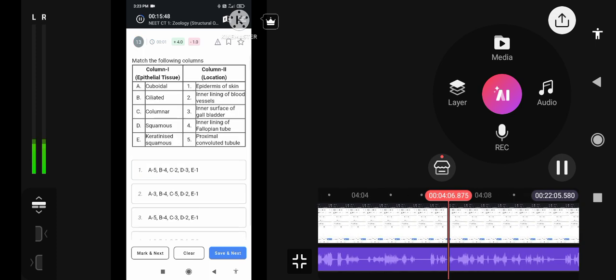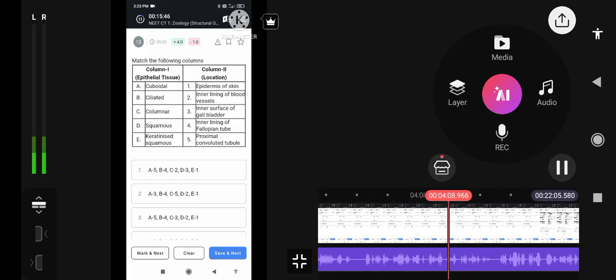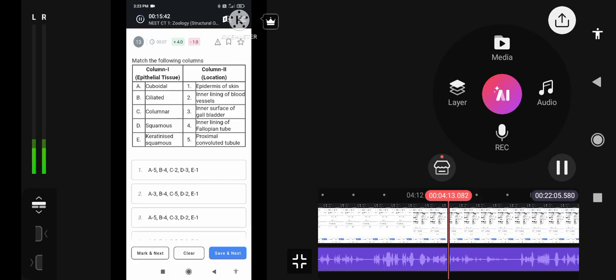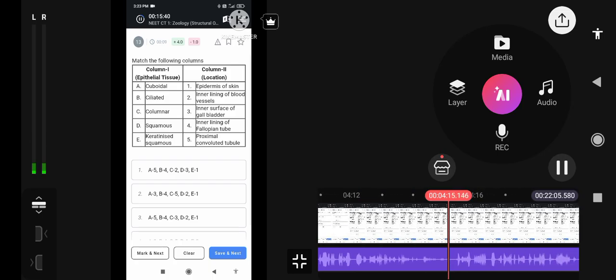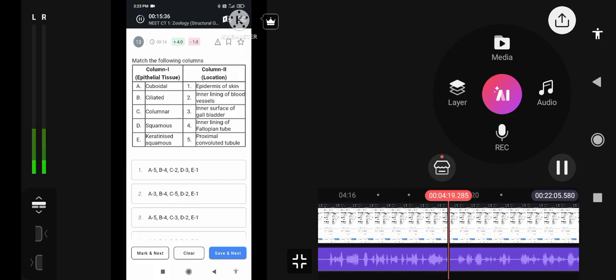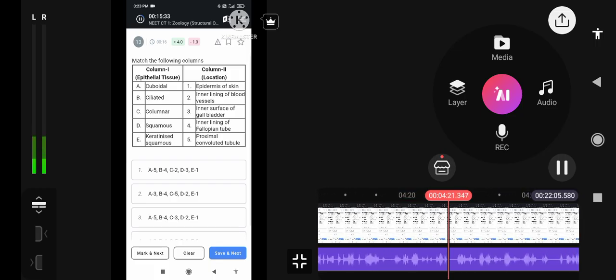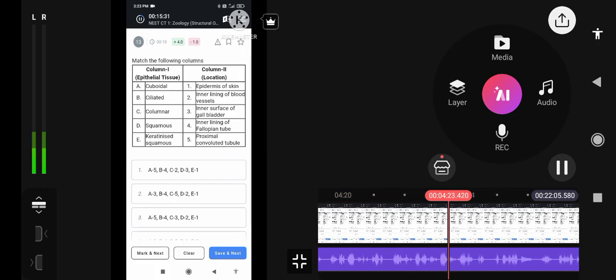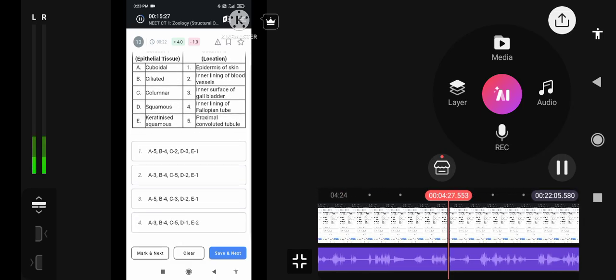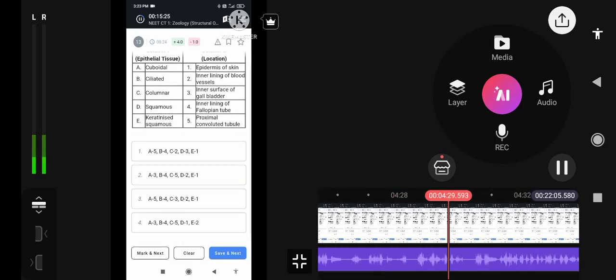Match the following columns: cuboidal, ciliated, columnar, squamous, keratinized squamous. Keratinized squamous is related with the epidermis of skin, maybe. But let's see. Proximal convoluted tubule, 5th number option. It's going for A option, which is cuboidal. A is going for 5, in 1 and 3. No, 1 and 3 exist only.